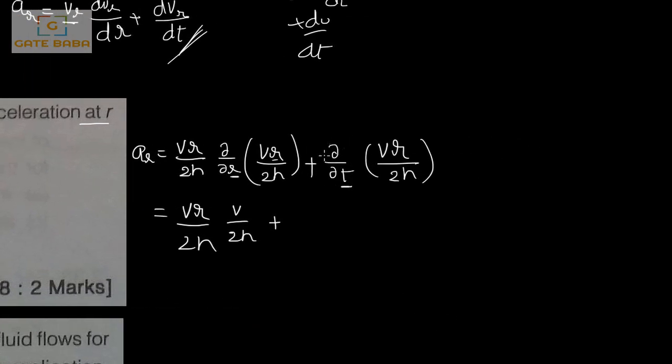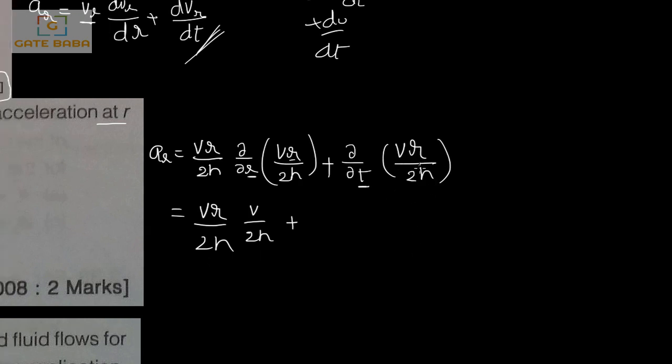If you differentiate with respect to t, the variable is h, not radius. Radius is a constant. So take VR by 2 outside of the derivative and differentiate only 1 by h. The differentiation of 1 by h is minus 1 by h square. So what is it? VR divided by 2 multiplied by minus 1 by h square multiplied by dh by dt.